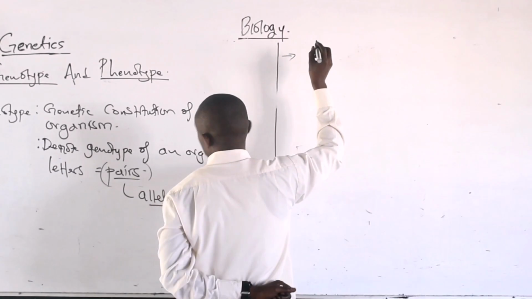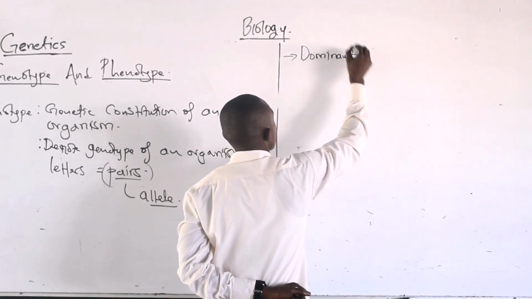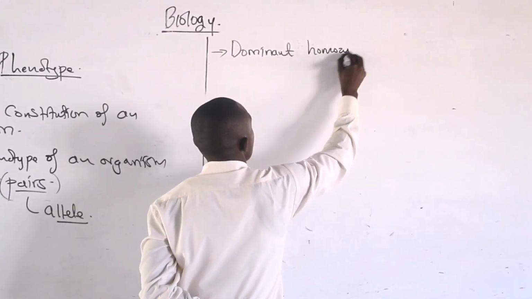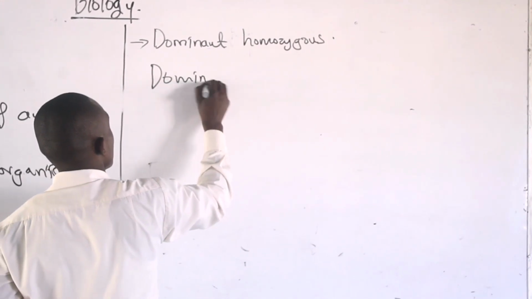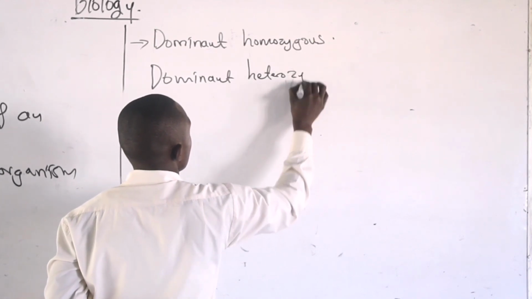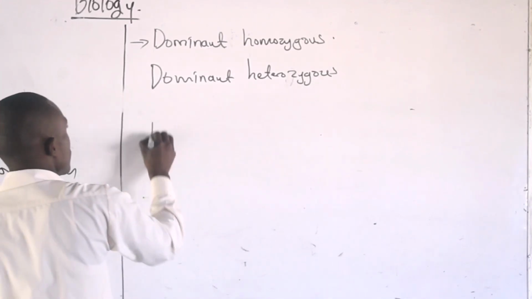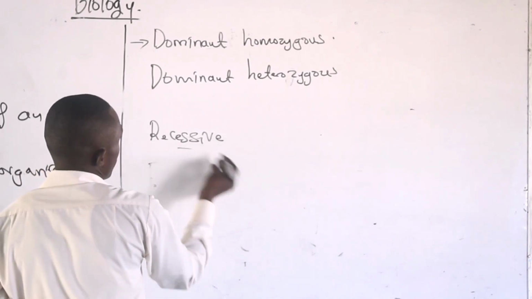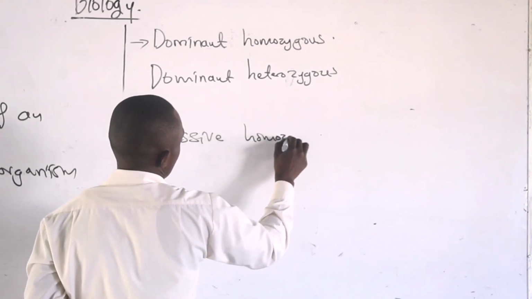We can have dominant homozygous for a particular trait, or you can have dominant heterozygous for a particular trait, and you can have recessive. Recessive normally occurs in homozygous form.